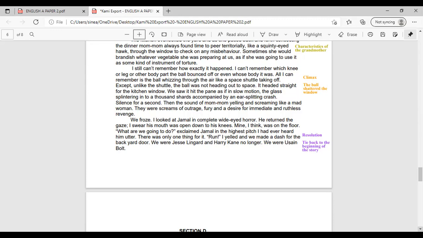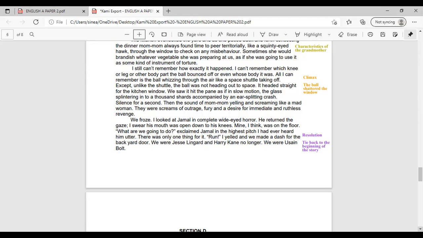So I looked at Jamal in complete wide-eyed horror. So again, imagery is important. Wide-eyed horror. You can imagine that person, the face that is being presented to us here.